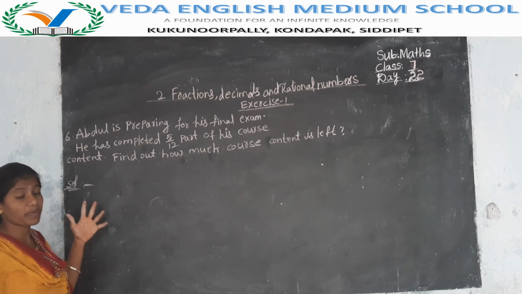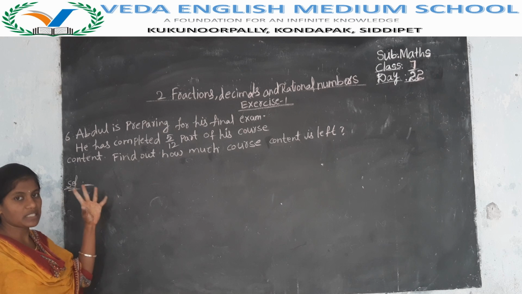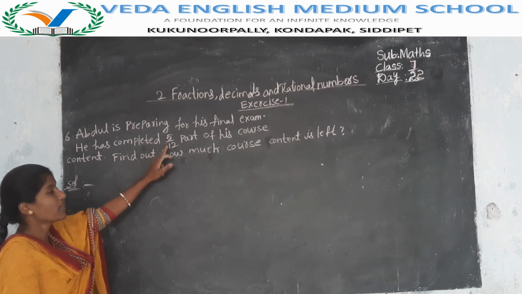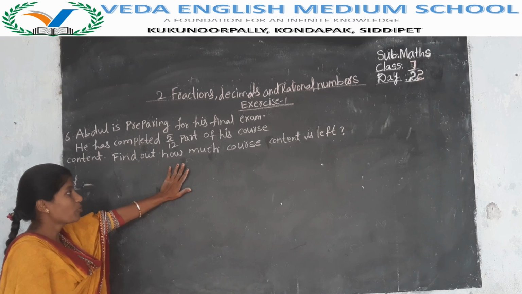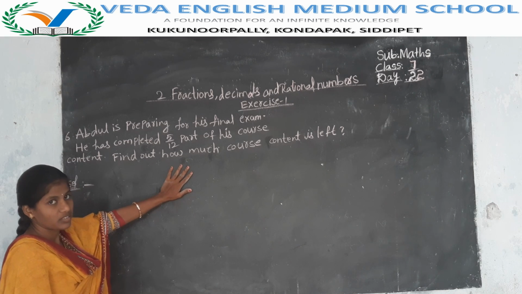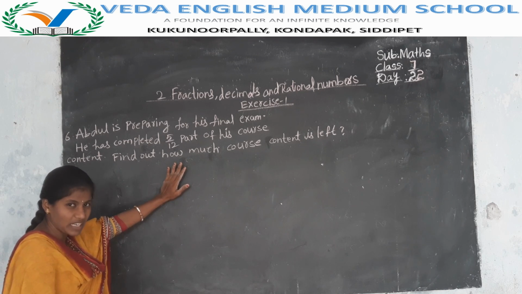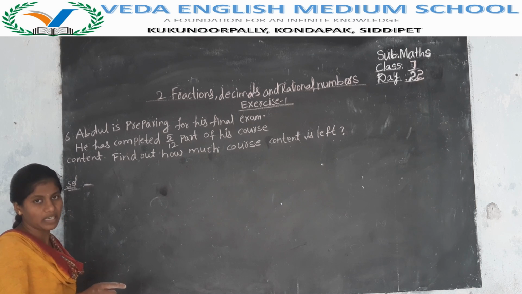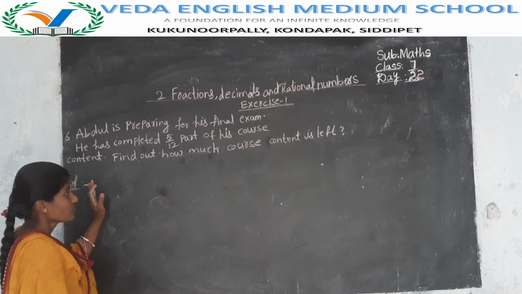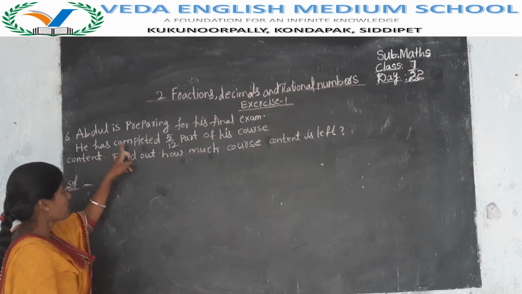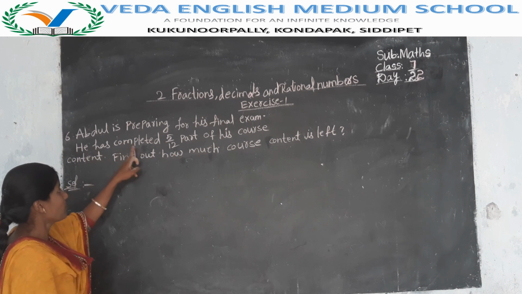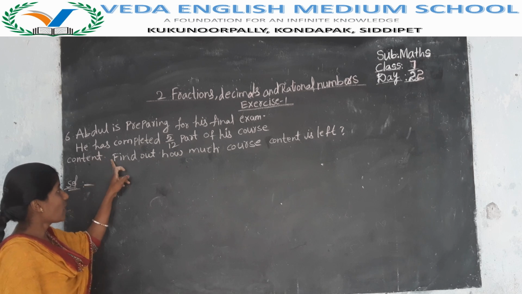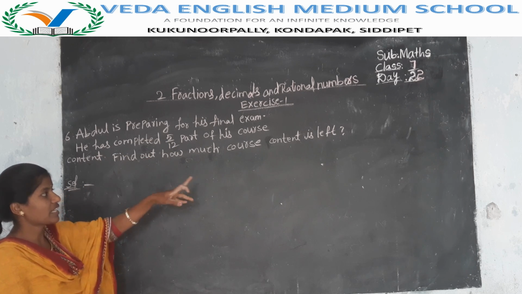Now Abdul is preparing for his exams. That means he is reading his textbook. In his textbook he has completed 5 by 12 part. More, how much part is left? That means how many chapters or how much content is left. Content means lessons and chapters like that. They are asking, here he is preparing for his final exams. He has completed 5 by 12 part of his course content. How much course content is left?